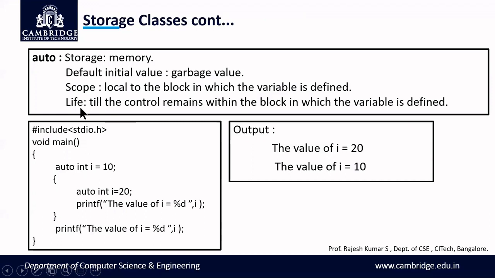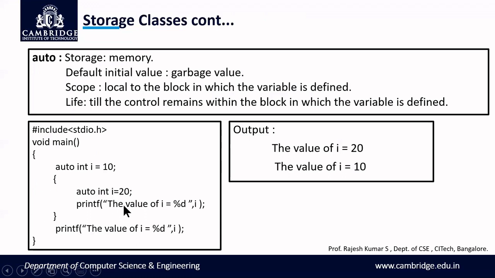What is the lifespan or lifetime they've asked? Till the control remains within the block in which the variable is defined. The meaning of this is, when I execute this program, the compiler will come to this line and store the value 10 inside the variable I in a particular memory location. When the compiler comes to this line, 20 will be assigned to I in a different memory location.